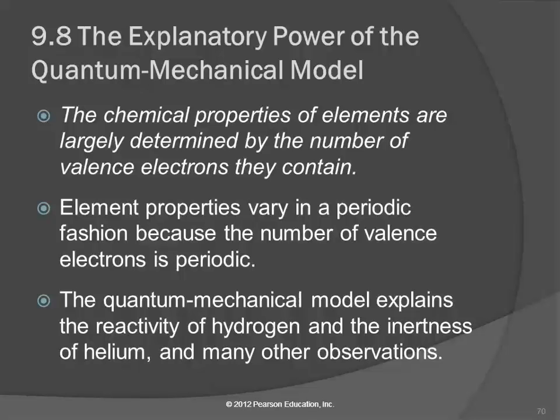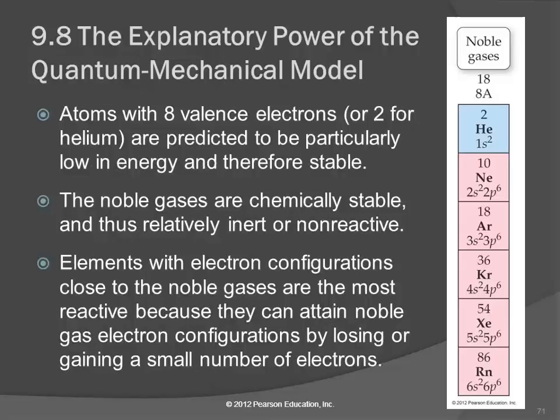And so at the beginning of the chapter we talked about why hydrogen is so reactive and why helium is so inert. It has to do with the number of valence electrons that they have. So atoms with 8 valence electrons, or 2 for helium, are particularly stable because they're low in energy. All of these guys have 8 valence electrons except for helium. And so this turns out to be the most stable electron configuration.